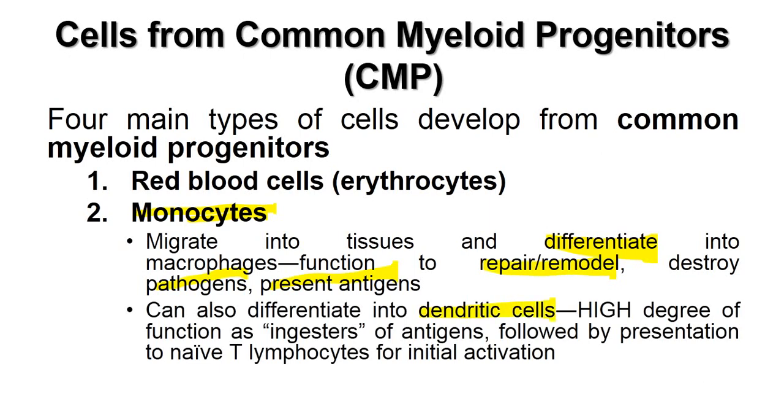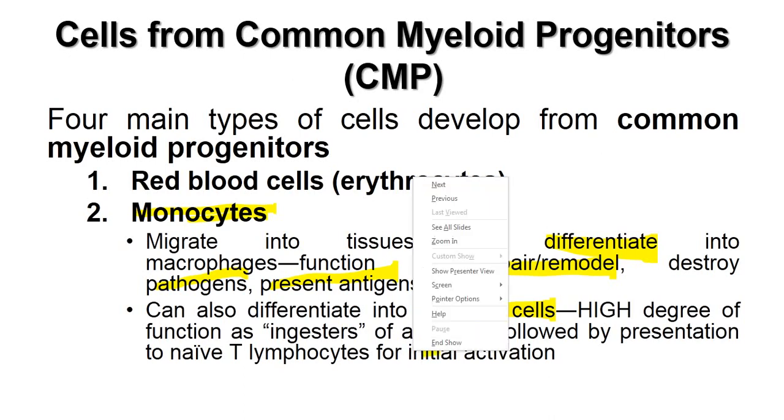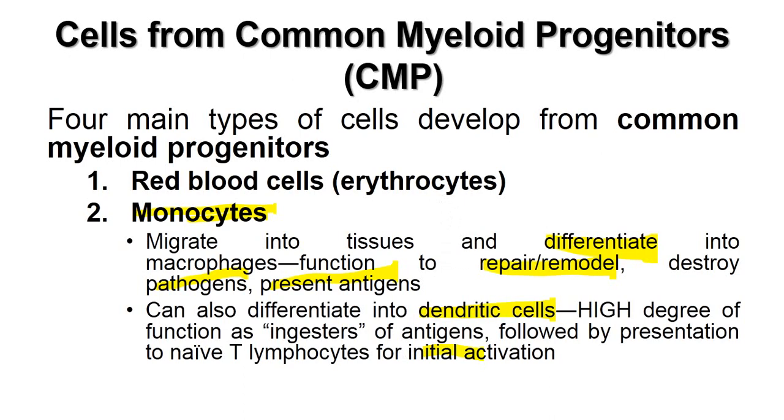Dendritic cells have high degree of function as they function as ingesters of antigen. That is, dendritic cells play a role in antigen presentation, a process by which a large antigen is broken down into smaller peptides and thereafter it is processed and presented in the context of MHC to naive T lymphocytes for initial activation. This can be a T helper cell or it can be for T cytotoxic cell for its activation.